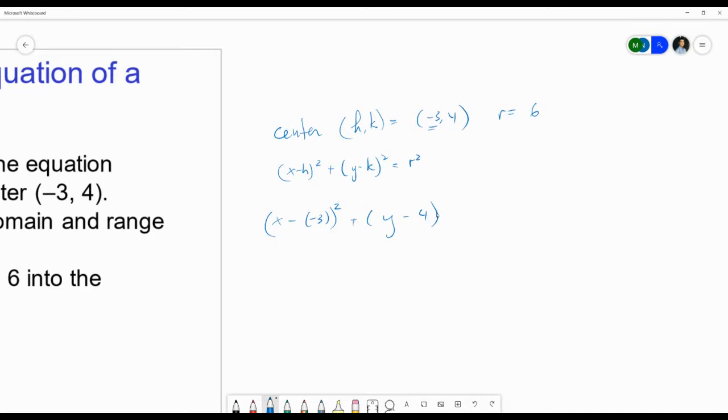I plug in k equals 4 and r equals 6. Now let's simplify this. And now this is our equation. Okay, so let's graph this.